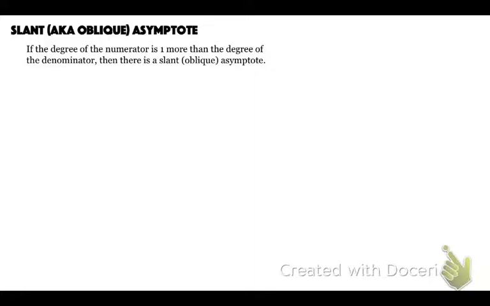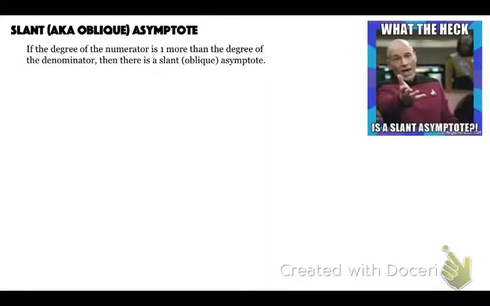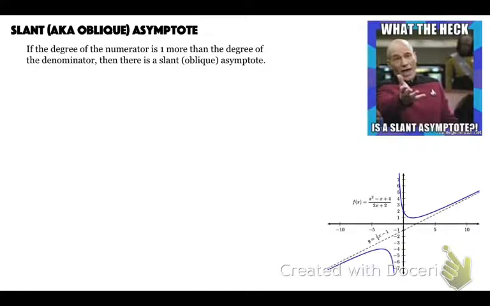I don't even know what oblique means. Like if anyone knows and they want to send me an article on it, I'm sure I could just Google it, but what the heck is a slant asymptote, or oblique? That should say oblique. So that's where the asymptote is at a slant. So it's just a linear line, okay?